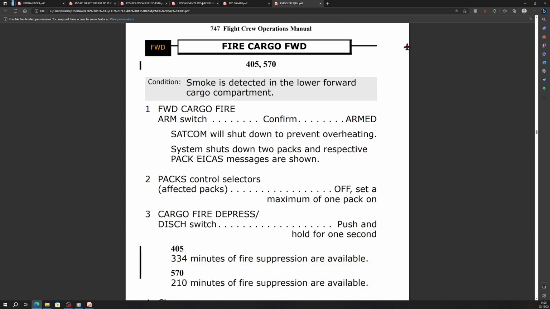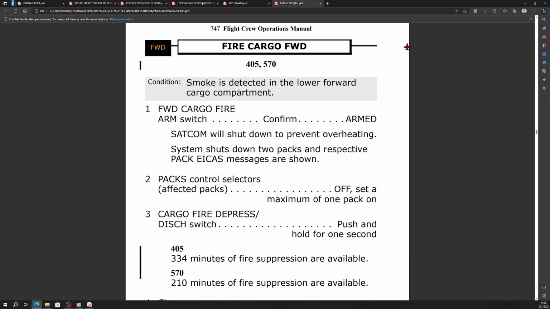SATCOM will shut down to prevent overheating. System shuts down 2 packs and respective pack ICAS messages are shown. And then I go up to the switch and say forward cargo, fire arm switch, confirm. And the pilot flying will look at it and say confirm. And then I'll push it and say armed.